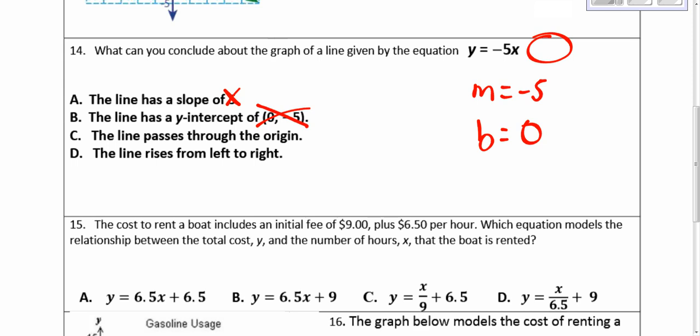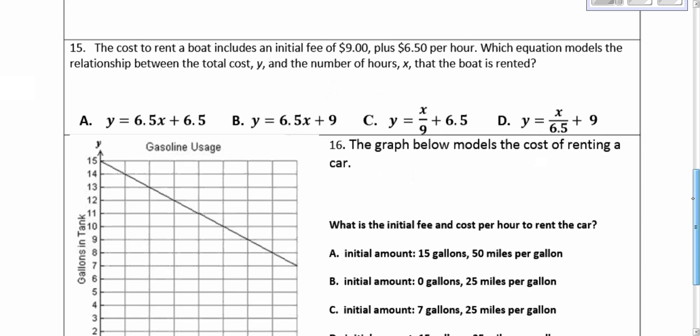The line passes through the origin, and there it is. And the line rises from left to right? No, it's a negative slope, so it goes down.